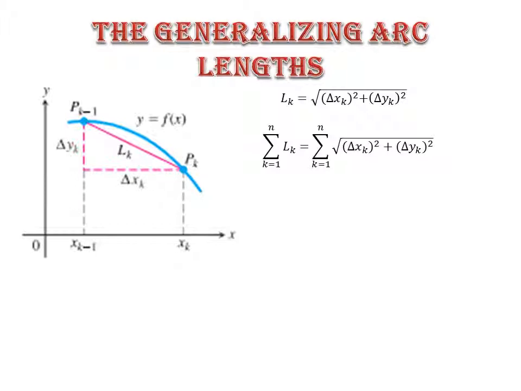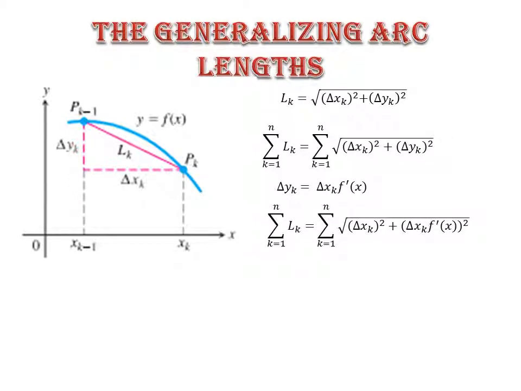By the mean value theorem, we know that on the interval there is a point x k star so that we can write delta y equal to delta x f prime of x k star. Therefore, the length can now be written as sigma k equal to 1 to n of square root of delta x squared plus delta x k f prime x squared. We just substitute the delta y into the equation.